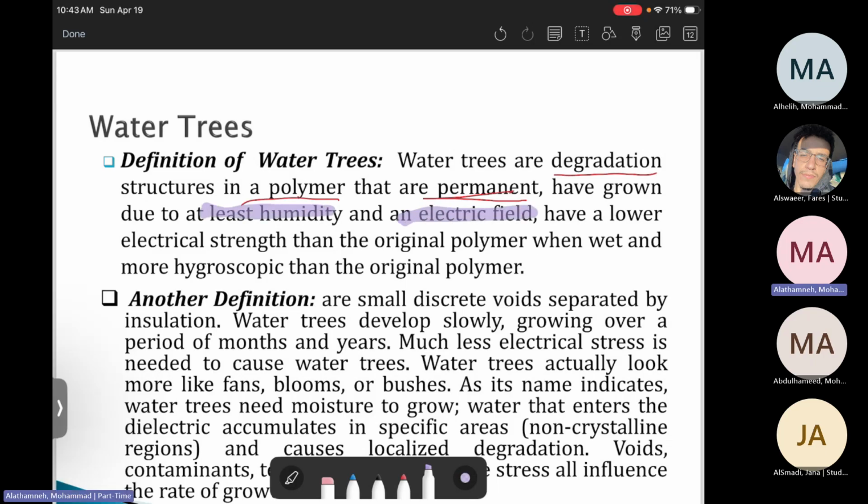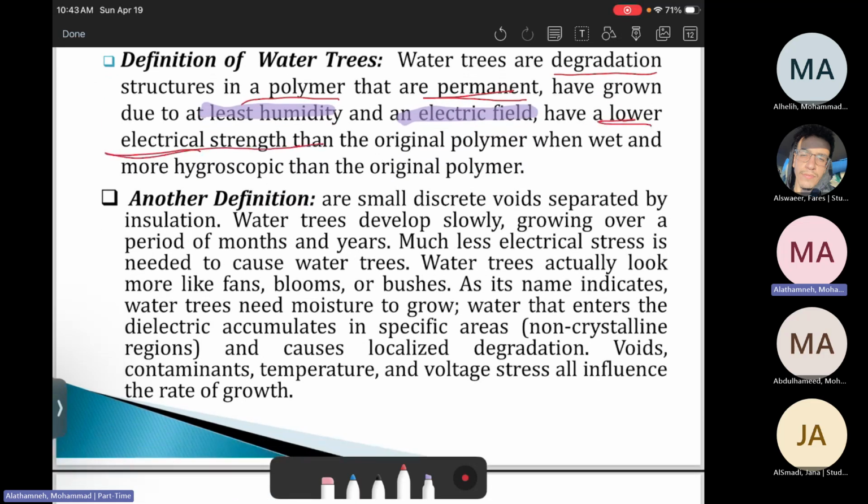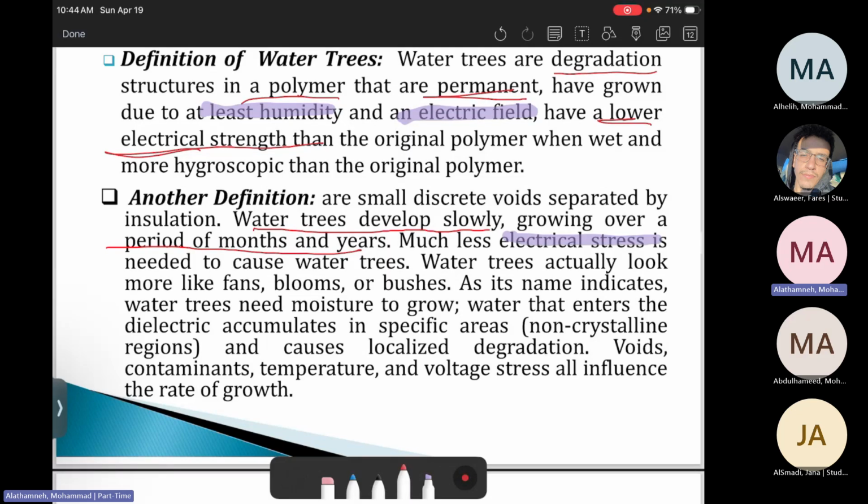So there will be some leakage, and they have a lower electrical strength than the original polymer, which means the electrical strength can be broken down. Another definition: those are small discrete voids separated by the insulation. Water trees develop slowly, growing over a period of months and years. Much less electrical stress is needed to cause a water tree. So it doesn't need a high electrical stress. A small electrical stress can cause water trees.